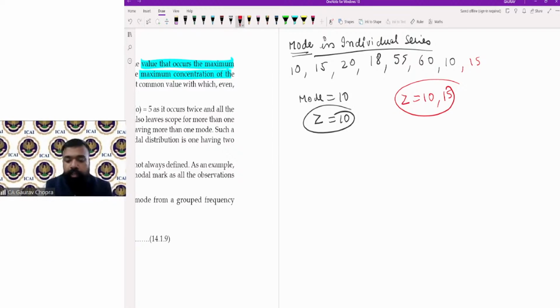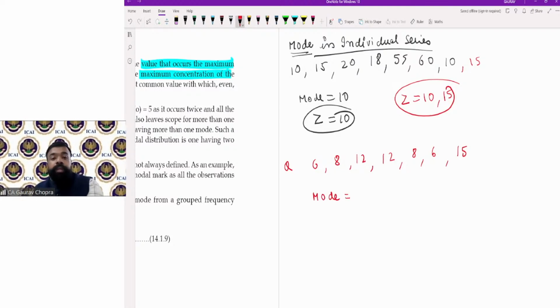Okay. Let's take one more example. 6, 8, 12, 12, 8, 6. Then 15. Now, in this case, what will be the mode? Number 6 is getting repeated 2 times. Number 8 2 times. 12 is also 2 times. And 15 only 1 time. So mode will be 6, 8 as well as 12. तीनों की तीनों नंबर क्या हो जाएंगे? Mode. All these three will be mode. So there can be 3 mode in such cases.